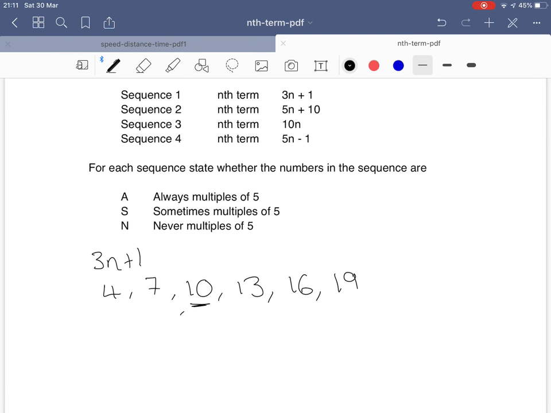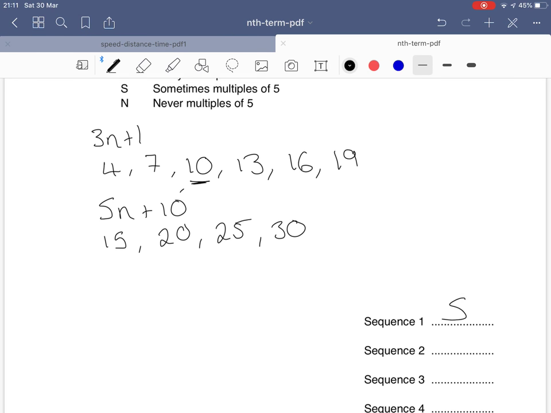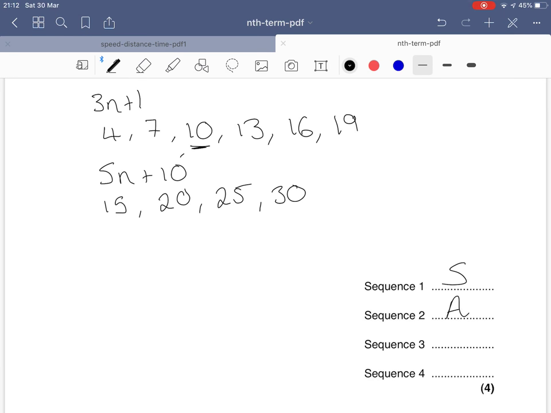The next one, 5n plus 10. So 5 times 1 is 5, plus 10 is 15. 5 times 2 is 10, plus 10 is 20. Then it goes up in 5, so 25, 30. Well, those are all multiples. Always going to be multiples of 5 if they keep adding 5 to that. So that's going to be an A for always multiples of 5.